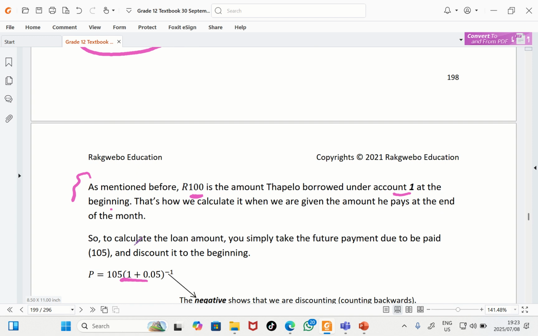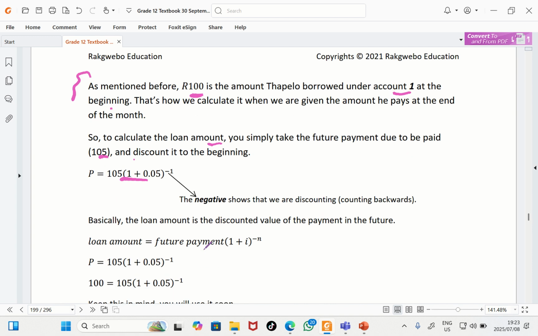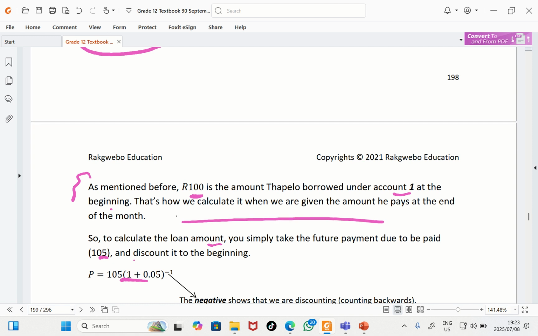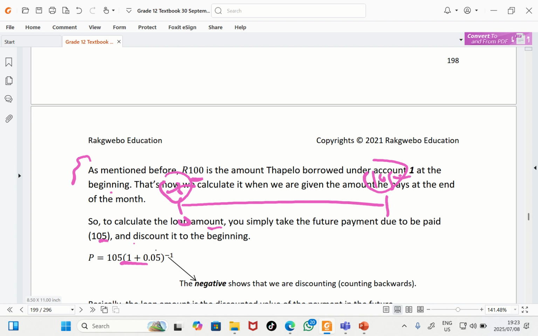Okay, so to calculate the loan amount, you just simply take the future payment due to be paid, which is 105, and discount it to the beginning. So since they didn't tell us this amount at the beginning, but they tell us he's gonna pay this much under those investment conditions, now you're looking for the loan amount. So how you should calculate it is you take the loan amount as simply the future payment due discounted back to the present day. So you take this future value, you bring it back to the present day.